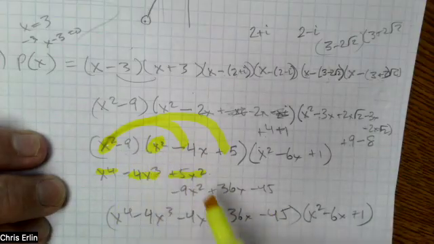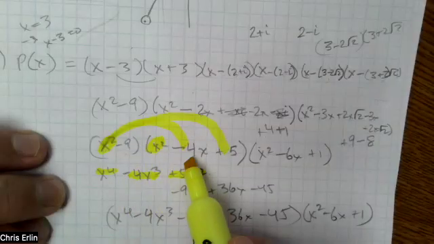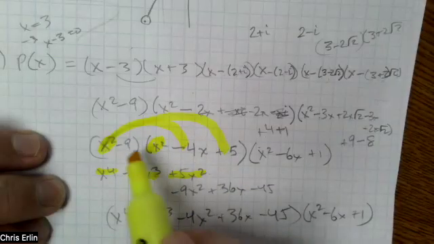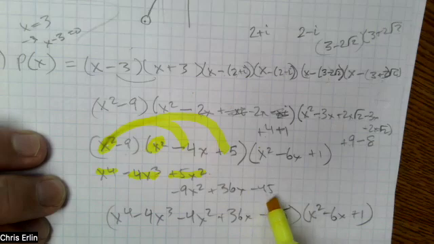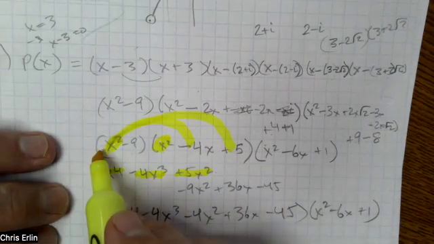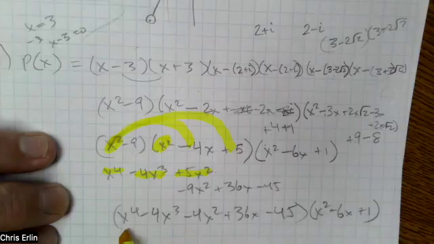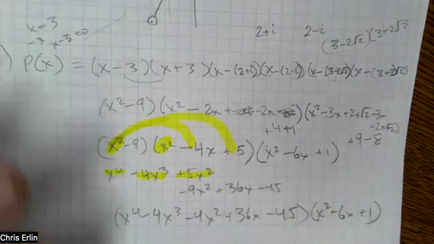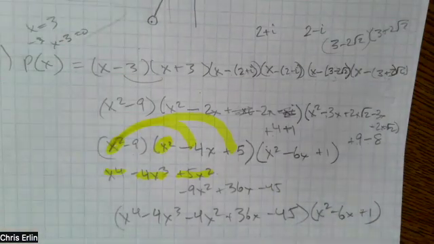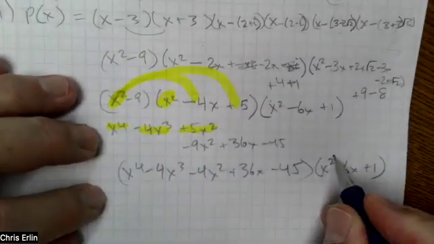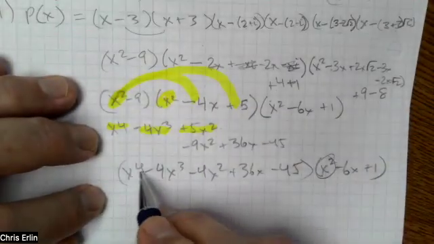So negative 9 times x squared is negative 9x squared. Negative 9 times negative 4x is positive 36x. Negative 9 times positive 5 is negative 45. And what that gets me is these two combined, x to the fourth minus 4x to the third minus a net of 4x squared plus 36x minus 45. And we still have to distribute this piece through. So let's do that. Again, I'm going to take x squared and distribute it across all of these.